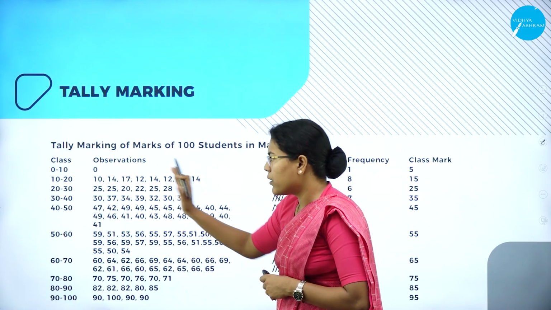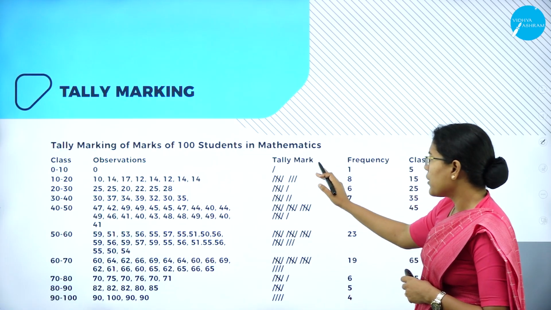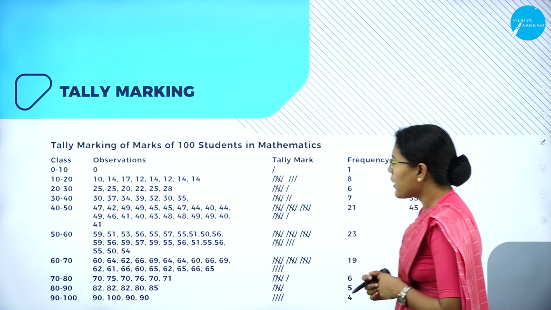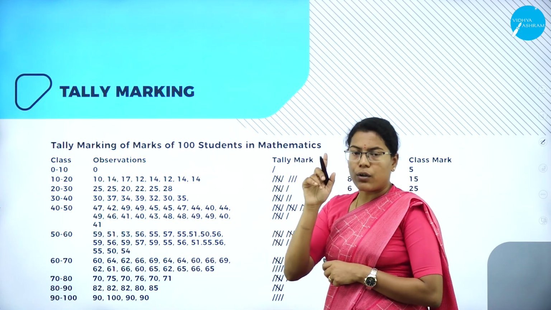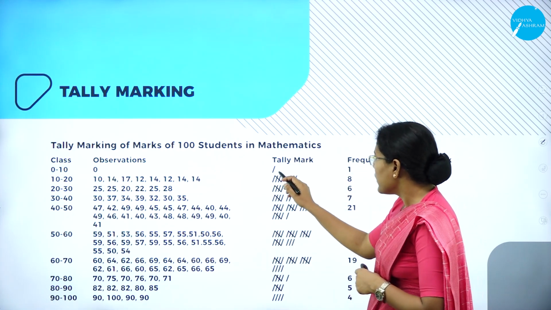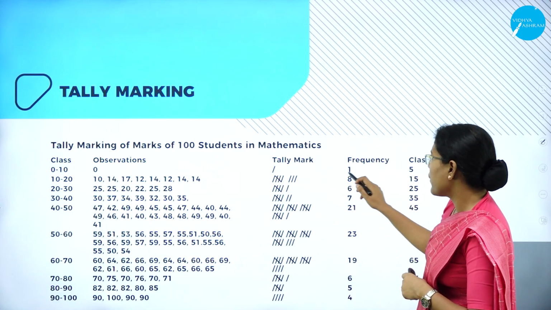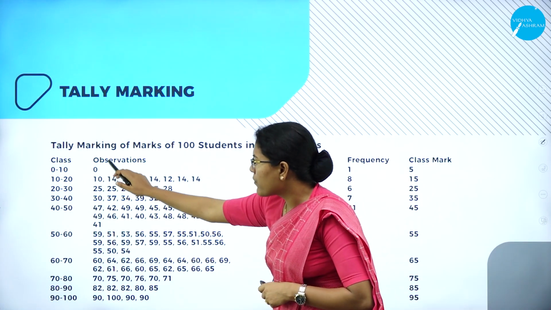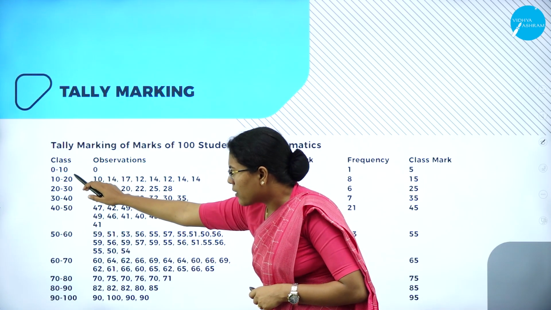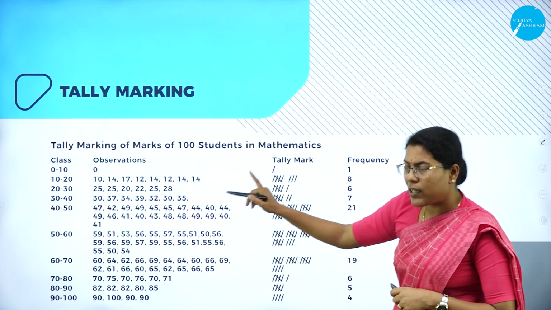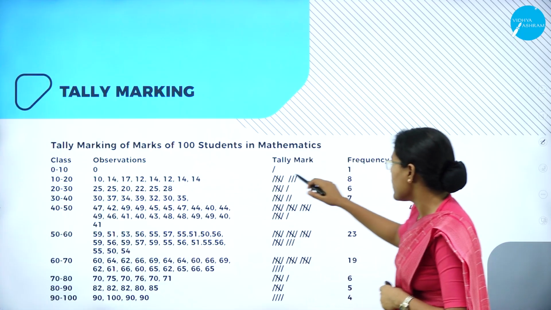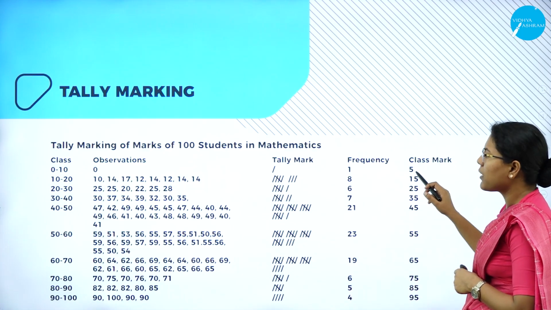So in front of the class, the third column is tally marking. For one number or one frequency, we tally mark like this as 1 mark. So here the frequency is 1. How many have scored from 0 to 10? It is only one student who has scored 0. So it is 1. And the class mark is 5.